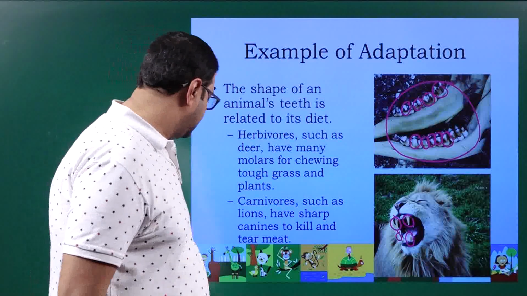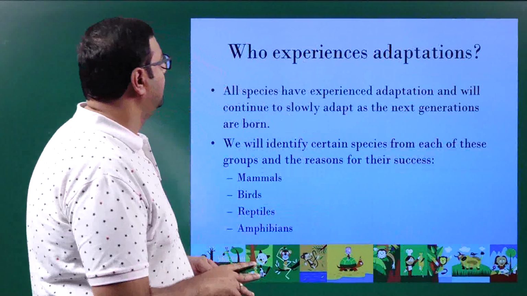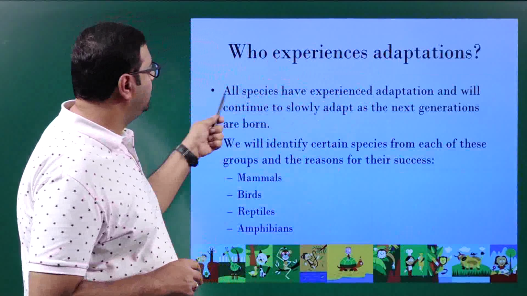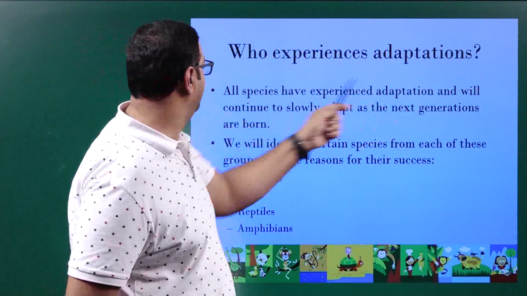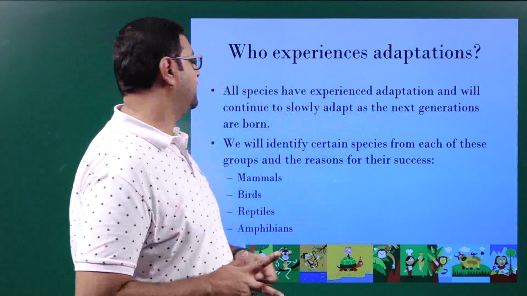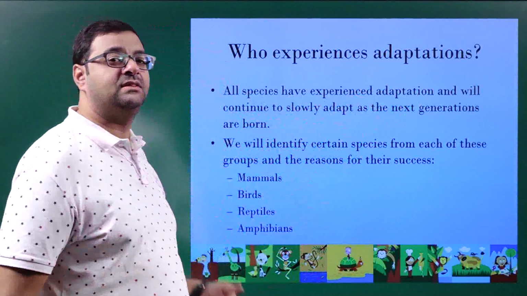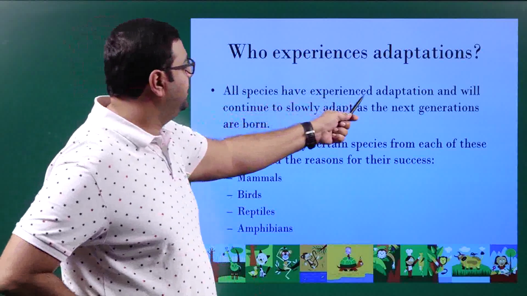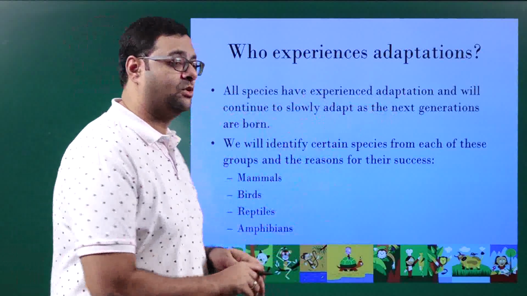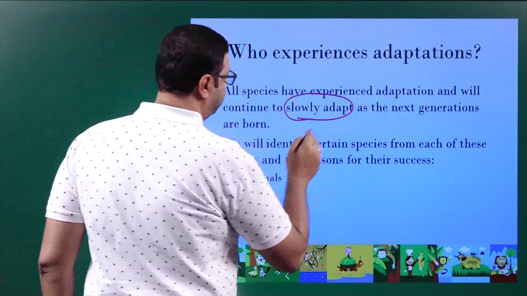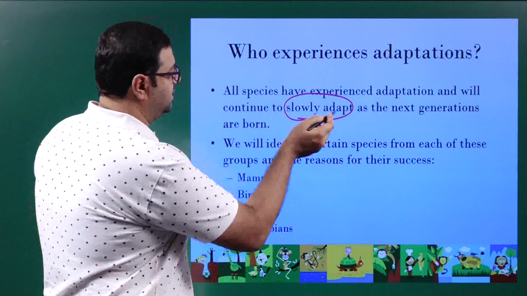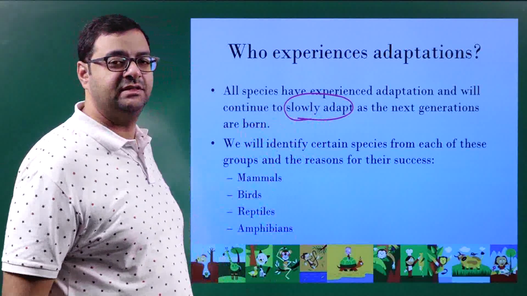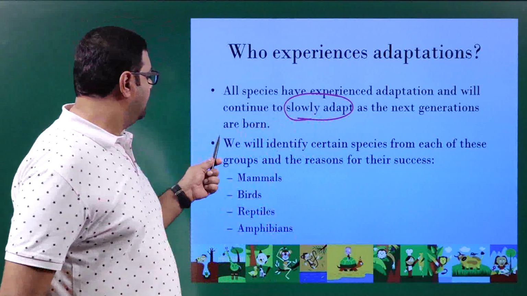Next, moving on, who experiences adaptations? All species have experienced adaptations and will continue to slowly adapt as the next generations are born. The crocodile has adapted that way over millions of years. As the next generations are born, crocodiles have slowly adapted from generation to generation. It's a slow process.